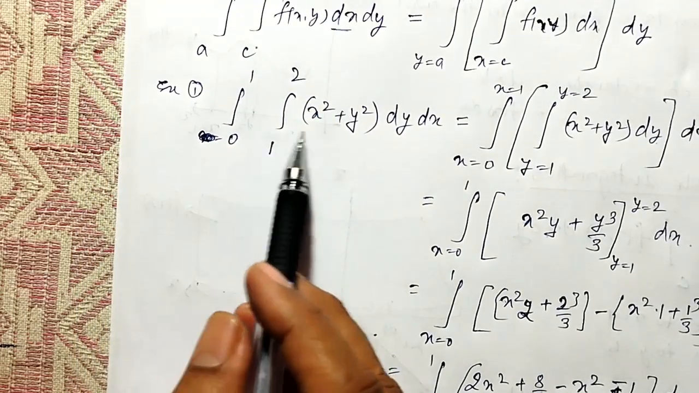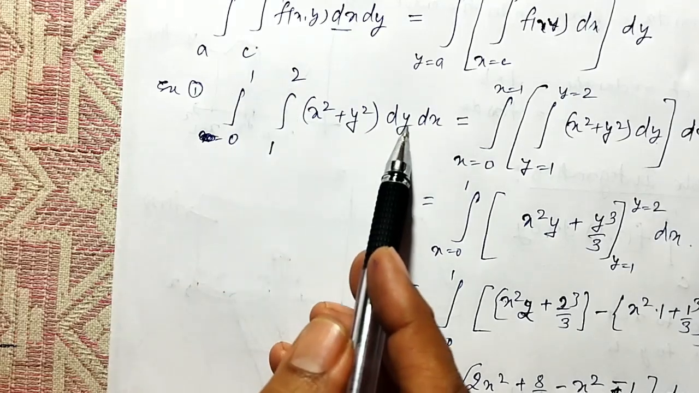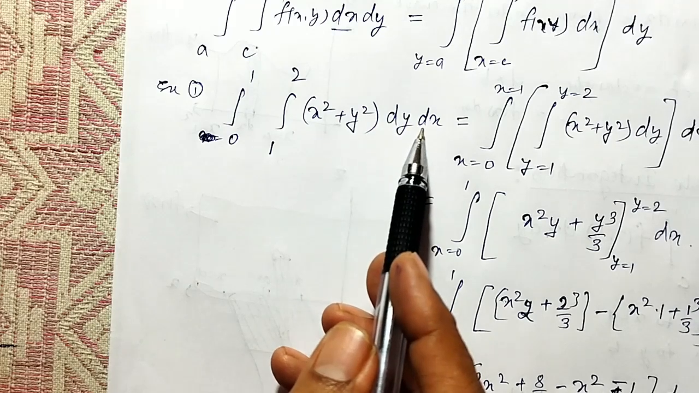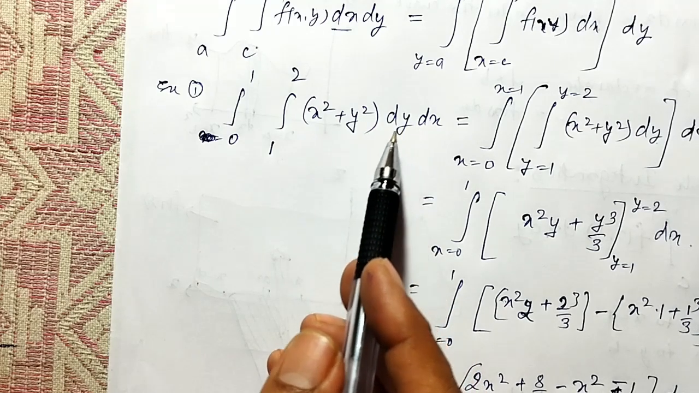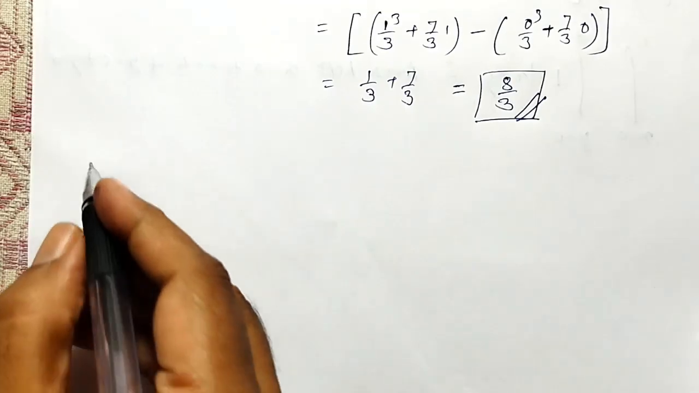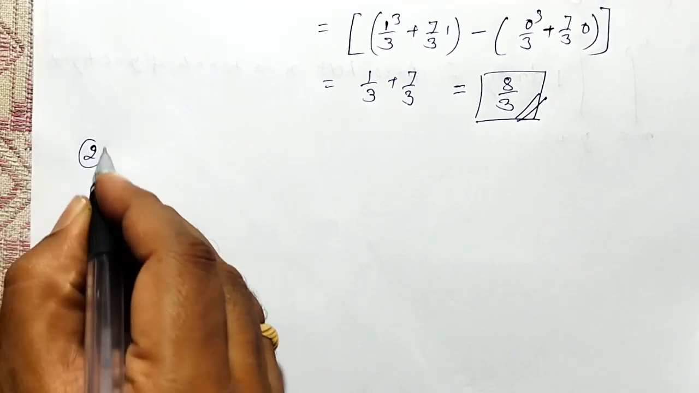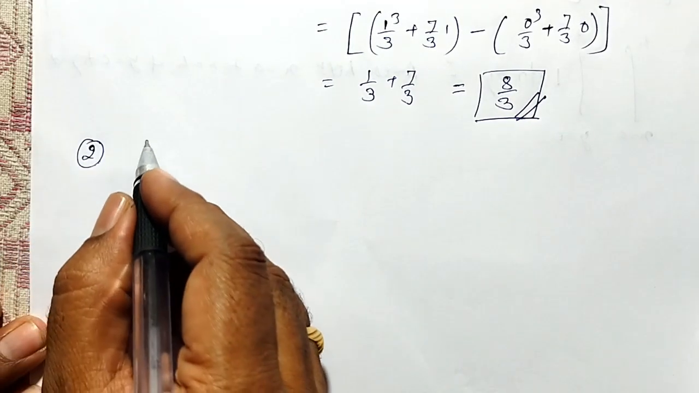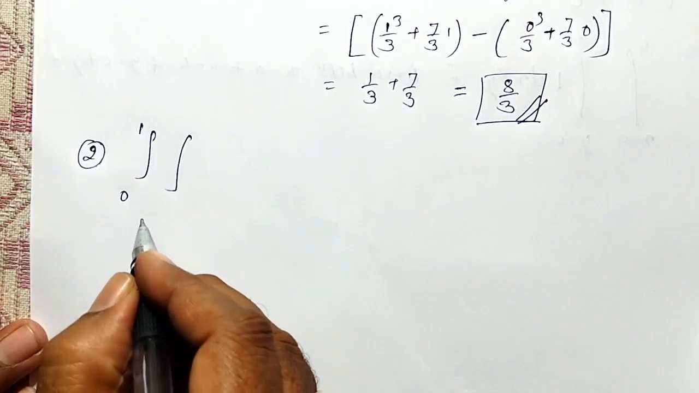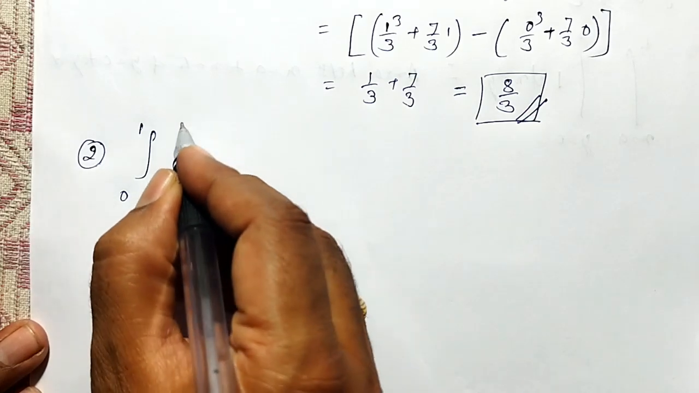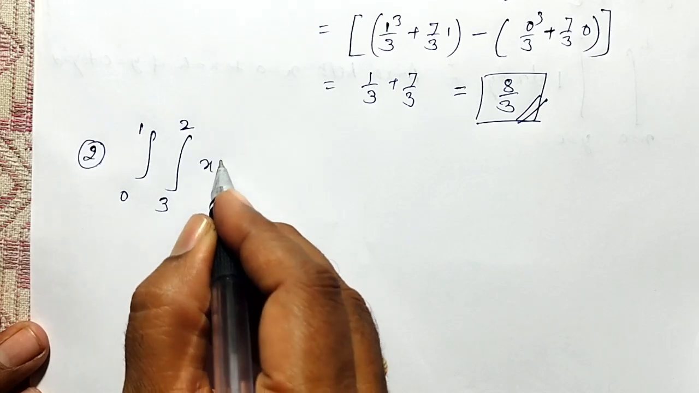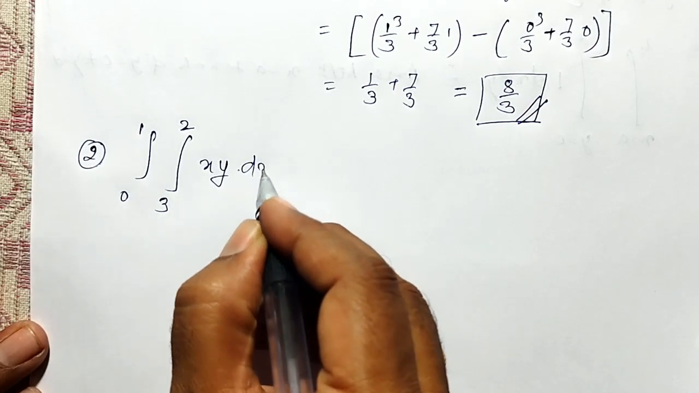If both the limits are constants, then you integrate first with respect to the inside variable and then with respect to the outside. Like that, one more example I would like to solve here for your reference. Another example I will solve here with the limits as constants only. Integration from 0 to 1 and integration from 3 to 2, and a function I will choose as xy into dx dy.